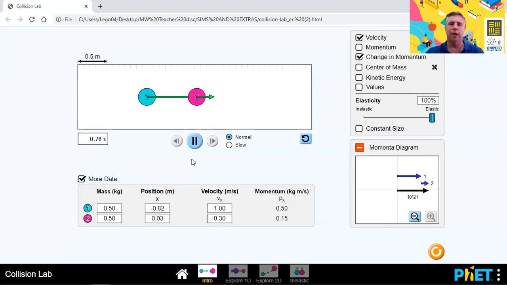If we allow this to run, we can see what happens. So a lot of momentum is transferred from 1 to 2. And again, I encourage you to watch what happens in the change in momentum vectors, which you see at the top there. How the momentum from 1 is largely transferred to 2.